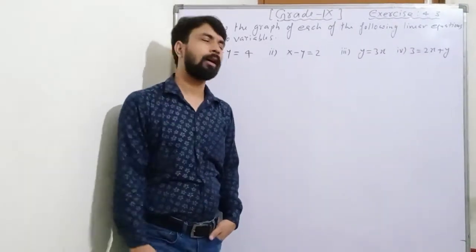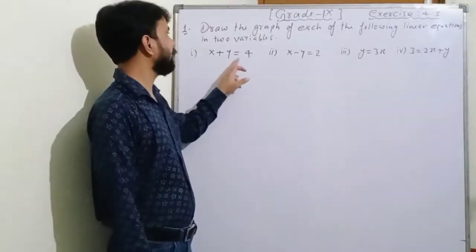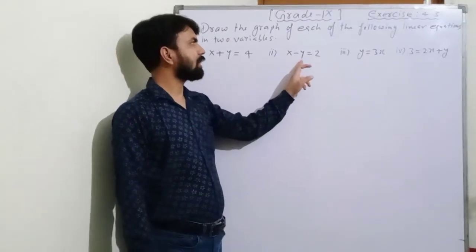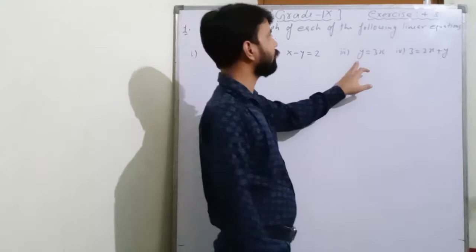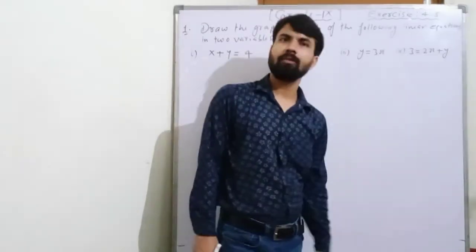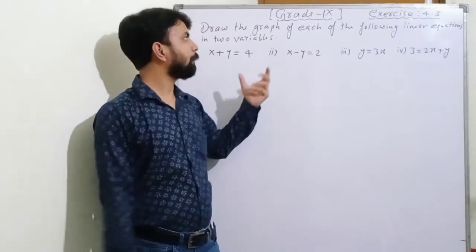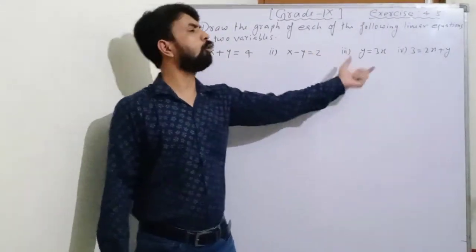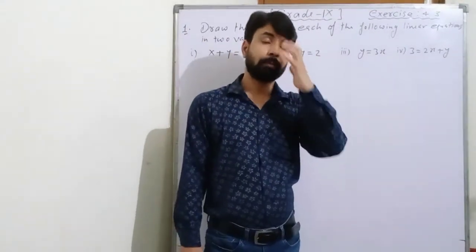So there are four parts. First part is x plus y equals 4. Second is x minus y equals 2. Third is y equals 3x. Fourth is 3 equals 2x plus y. So beta, here we have to plot the graph for all these four linear equations in two variables.